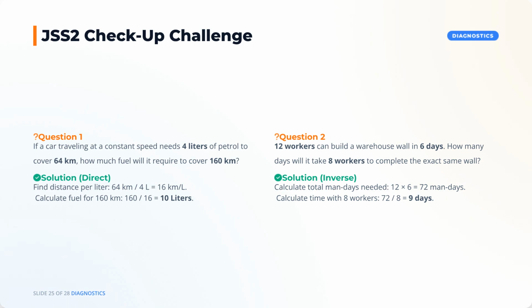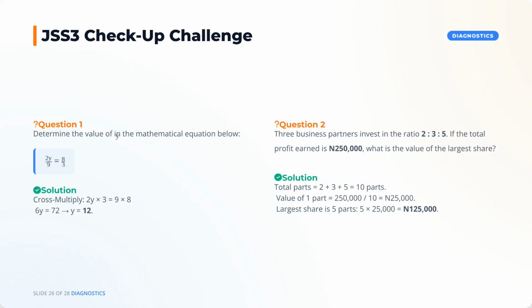Moving to JSS 2 Diagnostics. Use the techniques we covered for direct and inverse proportions to solve these practical word problems about petrol consumption and labor time. Finally, JSS 3 Advanced Checkups. Test your mastery of algebraic cross-multiplication and multi-part profit sharing to ensure you are ready for advanced application.